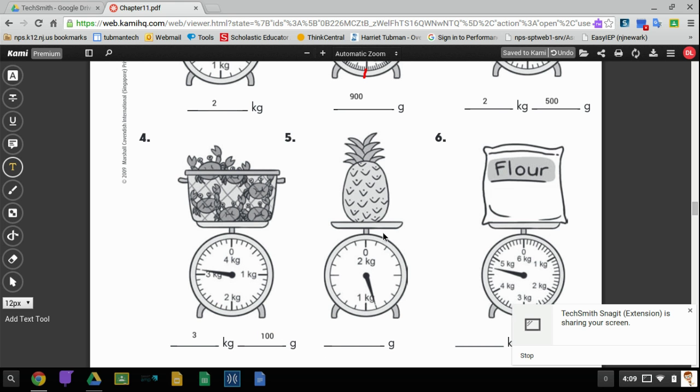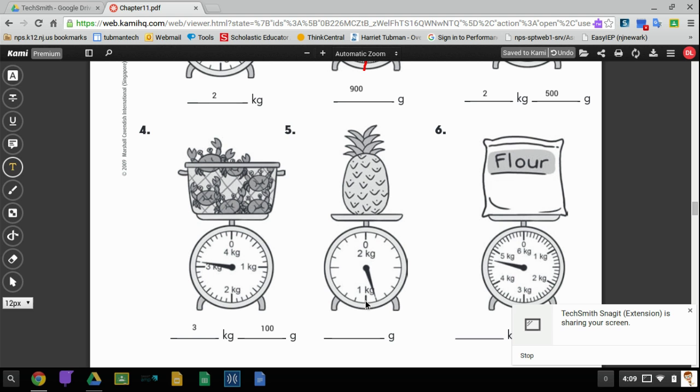Okay, number 5. If we look at this, this is 1 kilogram. So again, each line, if we count 1, 2, 3, 4, 5, 6, 7, 8, 9, 10, we know that because there's 10 slots, it represents 100 grams each. So that'd be 100 grams, 200, 300, 400, 500, 600, 700, 800, 900. So we know that is 900 grams.